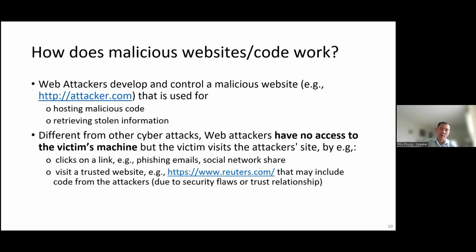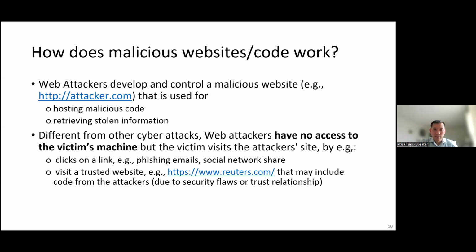That is the way. So, for example, the victim clicks on something, a phishing email or whatsoever, or the victim visits some trusted website, but in that trusted website, they may include code from the attacker due to some vulnerability or some security flaws. For example, I mentioned here Reuters.com was a case about a decade ago where users visiting Reuters.com got attacked by a malicious JavaScript advertisement, right?